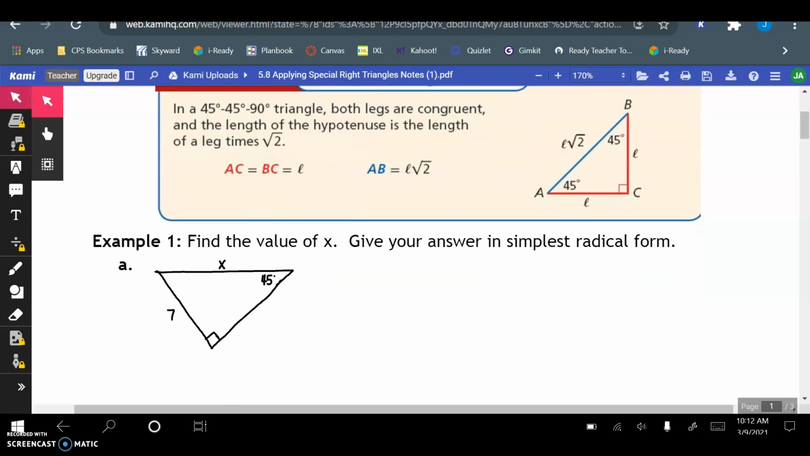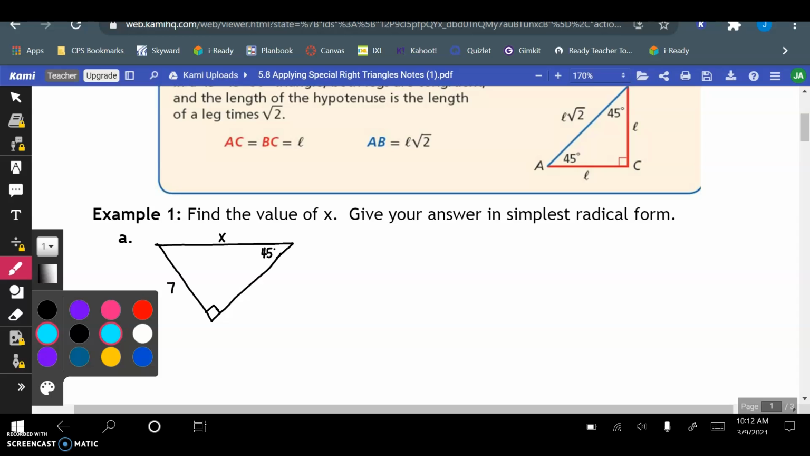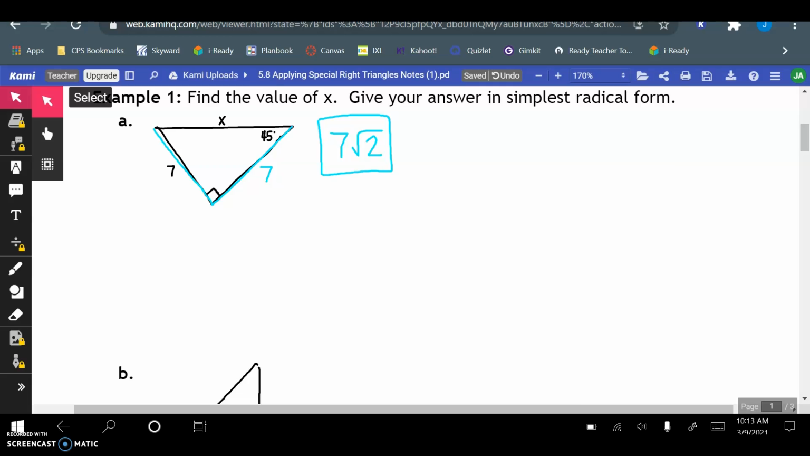So for example 1, we want to find the value of x. So the legs are the two sides that are coming off of the 90 degree angle. So if this one over here is 7, then so is this one. And our hypotenuse is that length, so 7 times the square root of 2. And that is the length of our hypotenuse in this particular triangle.